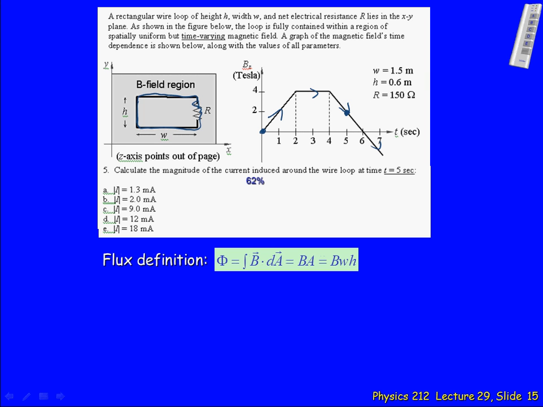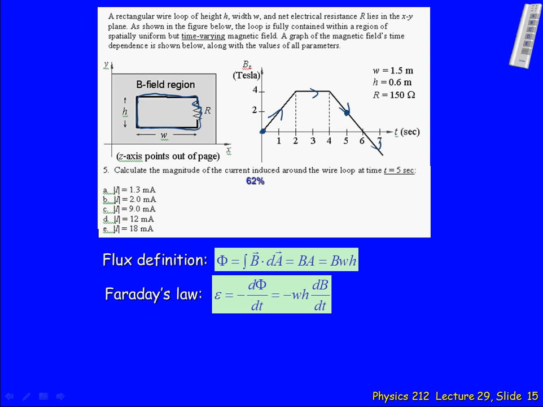So let's go ahead and do the math. We start with seeing how fast our flux is changing. Flux is just the magnetic field times the area of the loop. The area of the loop isn't changing, but B is changing, so we're going to need to calculate dB/dt. It's just the slope we have there. And once we have that, we'll have the EMF, and from that we can get the current.